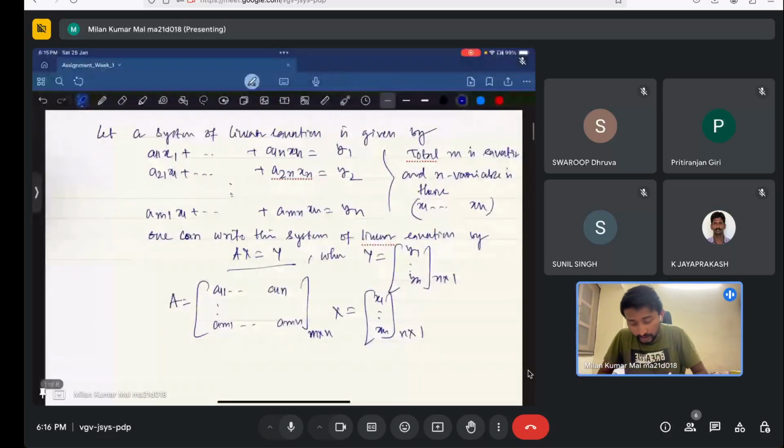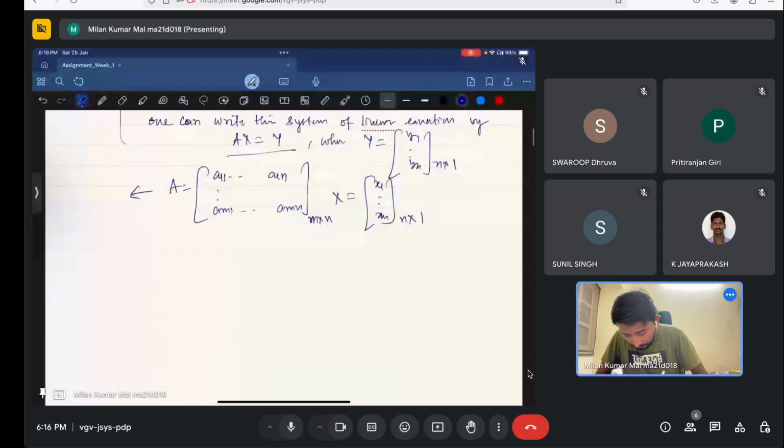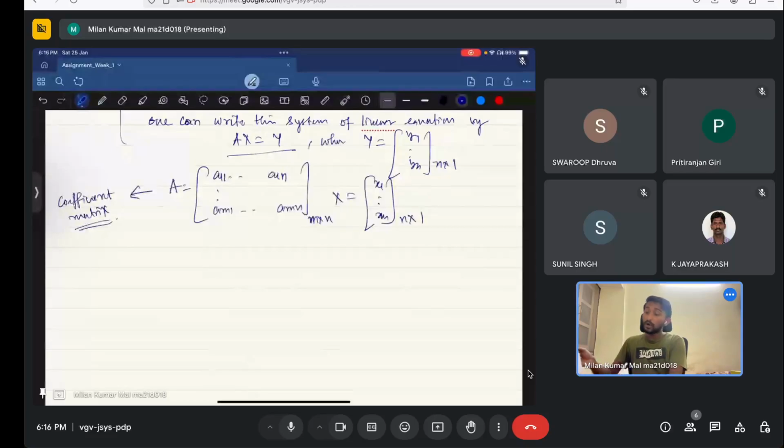Then A is called the coefficient matrix. Now what are some tasks to do? Our task will be to determine when the system will have a solution, and if there is a solution, what the number of solutions is. The number of solutions can be zero, finite if possible, or infinite if possible, all those things. But before going to that portion, I'm just trying to recall quickly whatever is there, and then I will do problems.